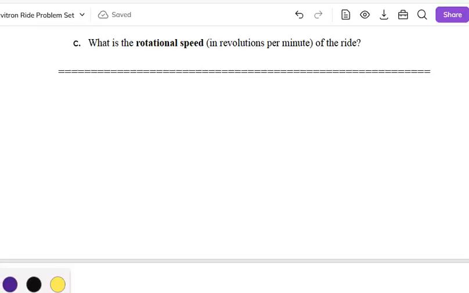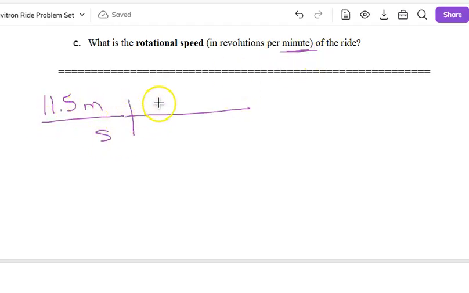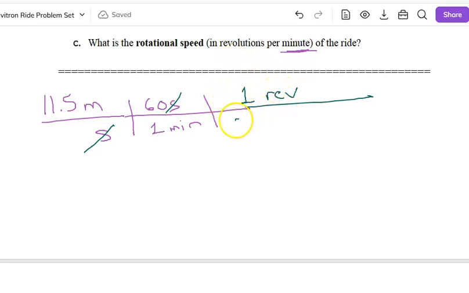Okay, we need to convert from regular speed to figure out how fast it's rotating. So we have 11.5 meters per second. And we want to go from seconds to minutes, so 60 seconds equals 1 minute. And the seconds will cancel. And then we need to go from meters to revolutions, and that's what's tricky, is that 1 revolution is 1 circumference, or 2 pi times 2.8 meters.